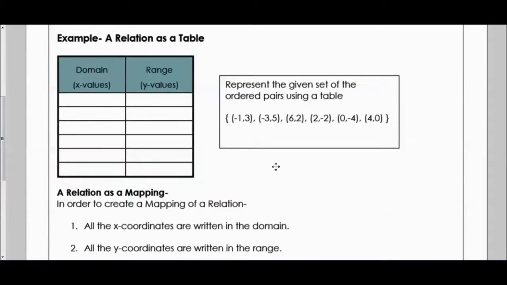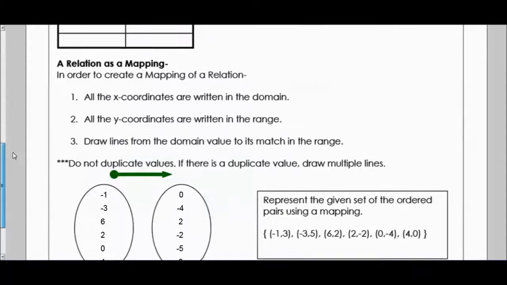We've also seen a relation as a table. Actually, you should be able to do this on your own also. You're going to take all the x values and list them out. You're going to take all the y values, the range, and list those out. And you're just going to make sure that the paired ones in the ordered pairs are matched up left to right in these rows. All right, mappings is the new one that I have to show you.